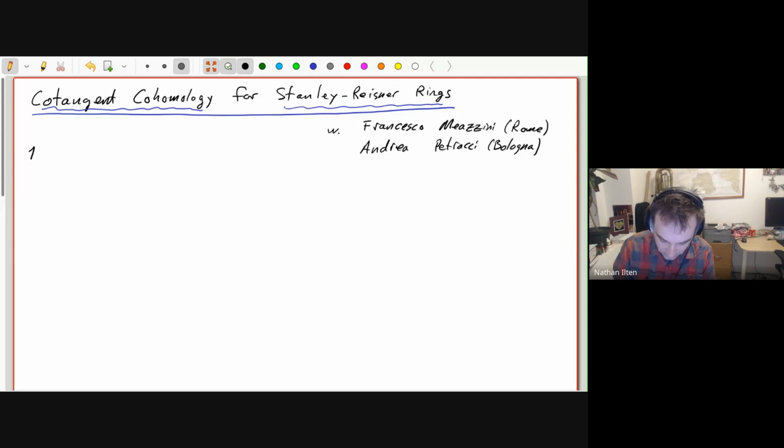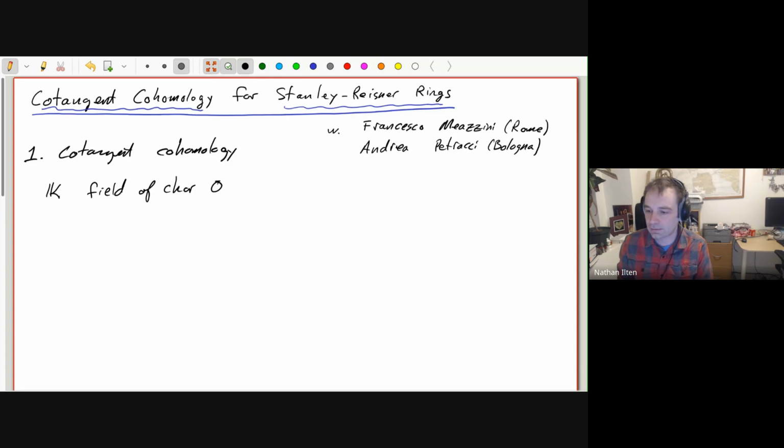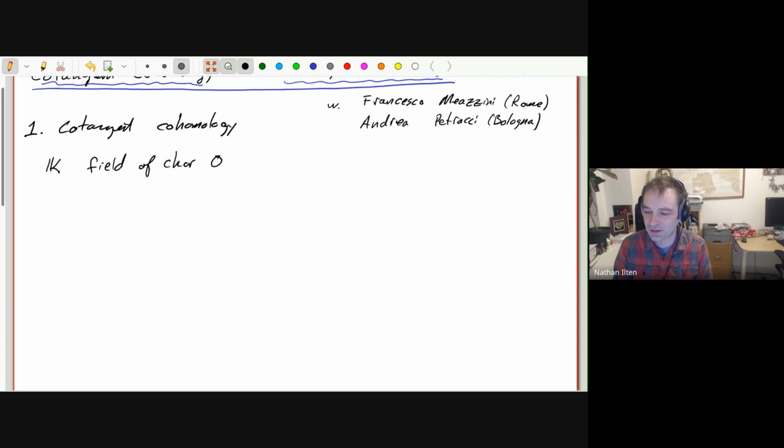Okay, so let's dive right in and talk about cotangent cohomology. My setting is going to be the following. We're always going to be working over some field K, and we're going to assume that it has characteristic 0. I know that in your seminar, many of you are working in the non-commutative setting. I come from algebraic geometry, so for me, rings and algebras typically are commutative. So S is going to be a commutative K algebra.